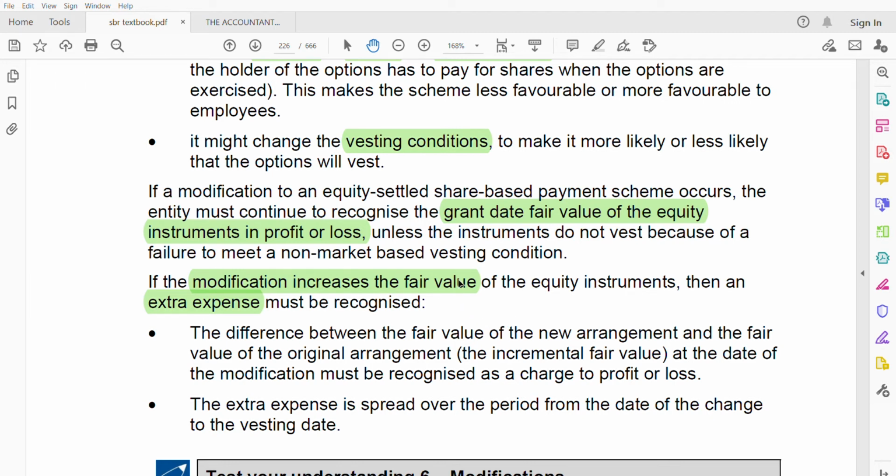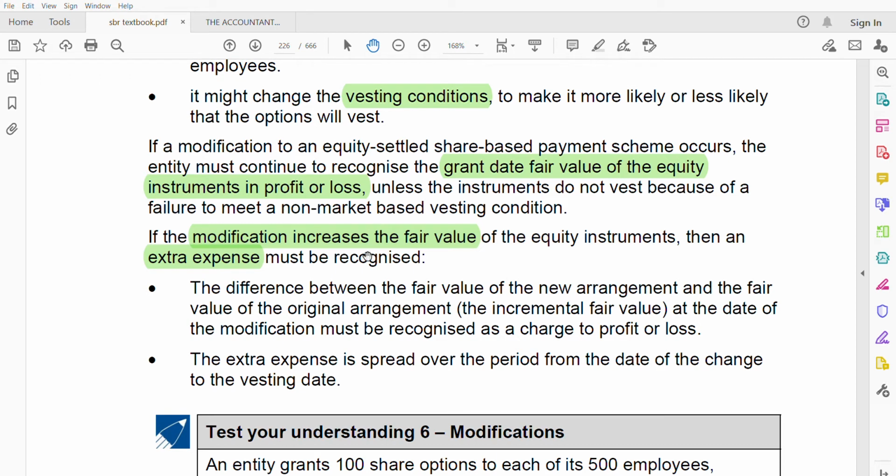So where will the difference go? The difference between the fair value of the new arrangement and the fair value of the original arrangement. Now there are two arrangements. One is the old, original, and now is the new. The incremental fair value, meaning the fair value has increased after modification, at the date of modification must be recognized as a charge to profit and loss. At the date of modification, not before or after, it will go to profit and loss because it's an expense now.